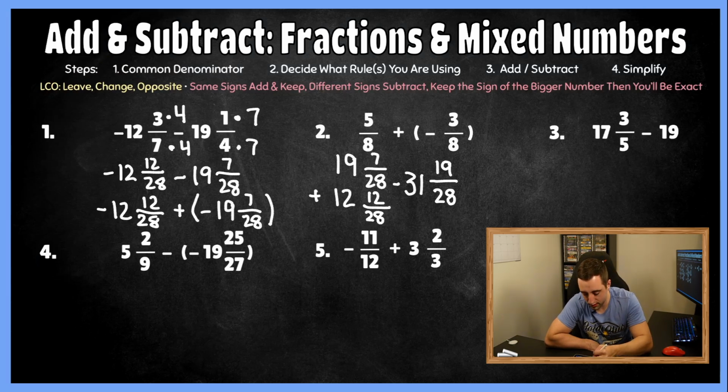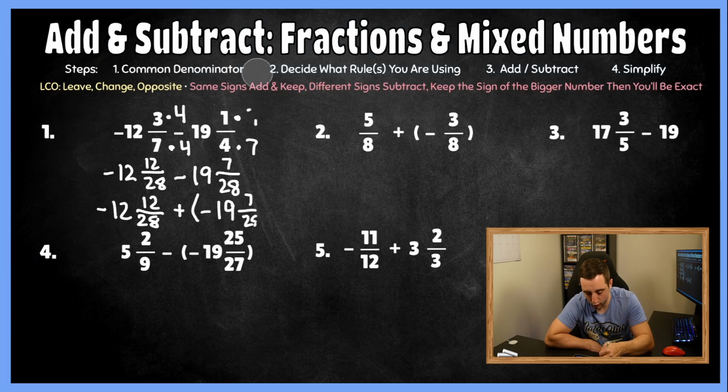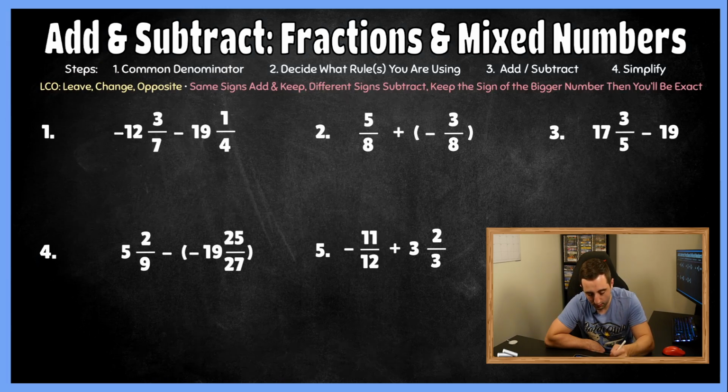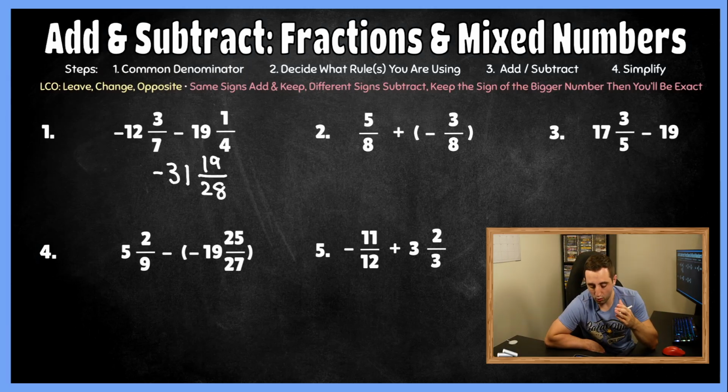So I'm going to get rid of all of this just so we have space for number 2, and then I'll rewrite the answer right below number 1. So we had negative 31 and 19/28. And now let's go ahead and move over to number 2. Now again, step number 1 is a common denominator. And this time around we got lucky because the denominators are already the same.